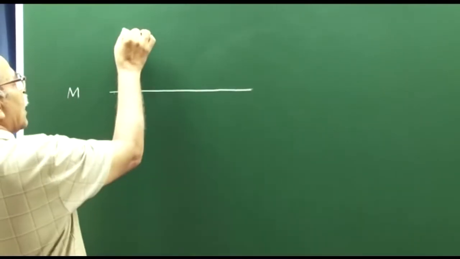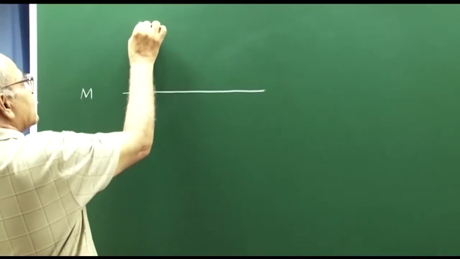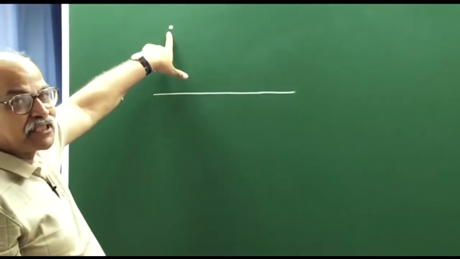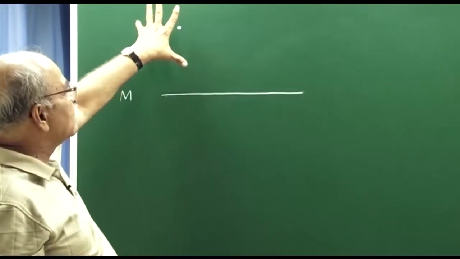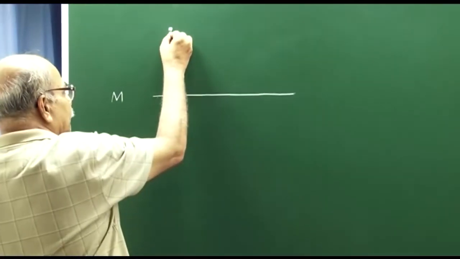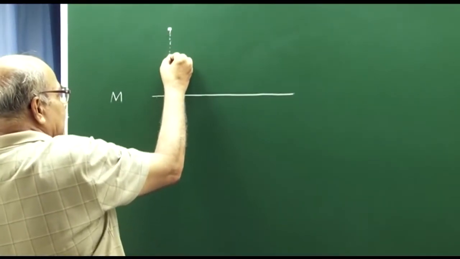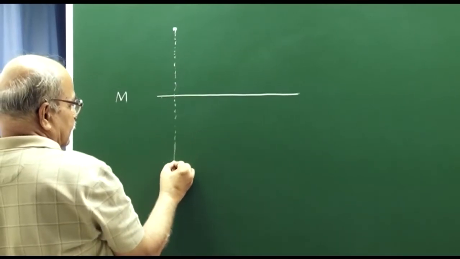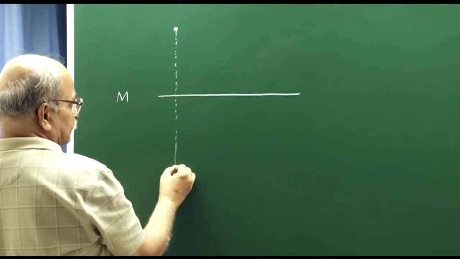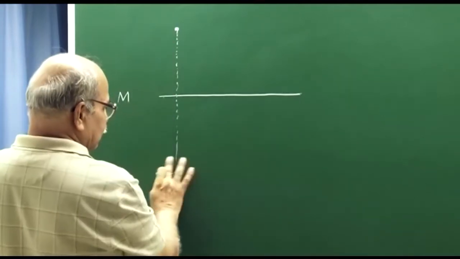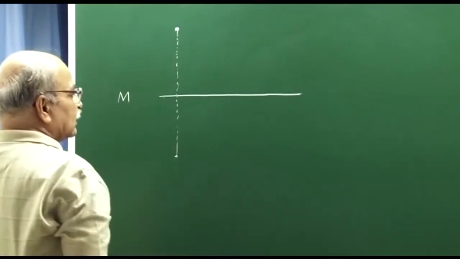and suppose you have a point object here, a very small object, maybe some LED or something which emits light in all directions. Now let me draw a perpendicular, and at the same distance here I just consider a point. This distance and this distance should be equal. So let me put a point here.